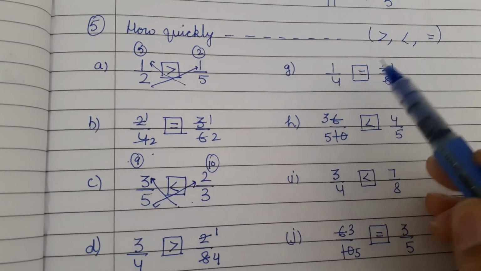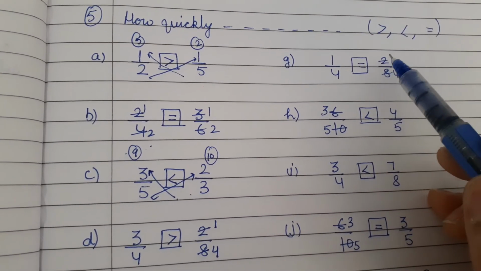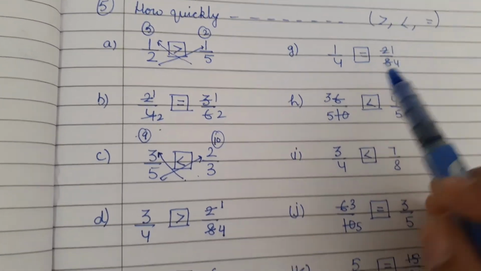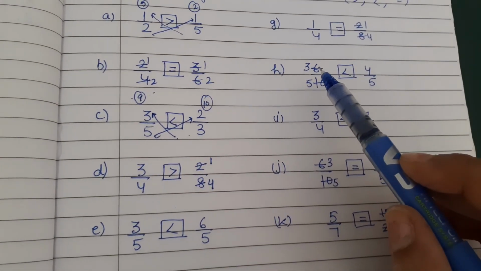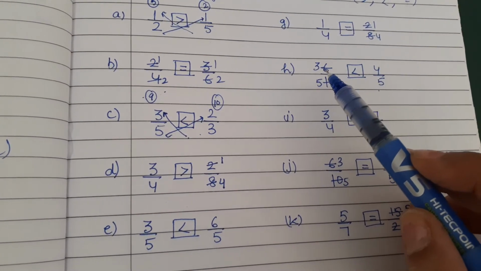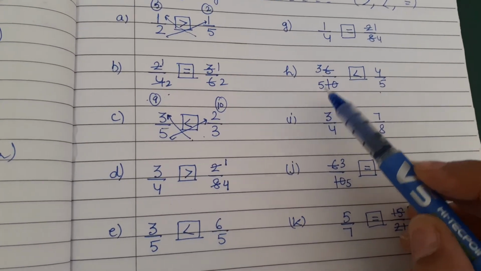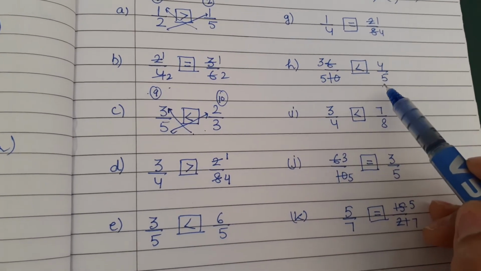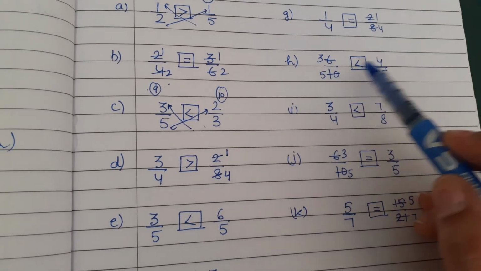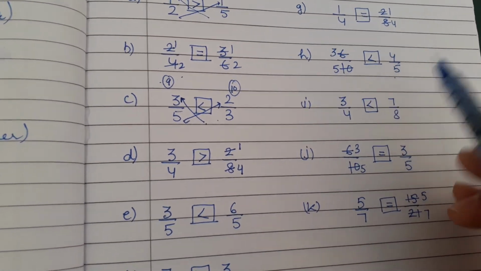G part, 1 by 4 or 2 by 8. As I can reduce this, 2 ones are 2, 2 fours are 8. So both the fractions are equal. H, 6 by 10 or 4 by 5. 6 by 10 can be reduced by the table of 2. 2 3s are 6, 2 5s are 10. Now I have got the fractions 3 by 5 and 4 by 5. As these fractions are like, the numerator which is bigger, that fraction will be bigger. So this fraction will be bigger.